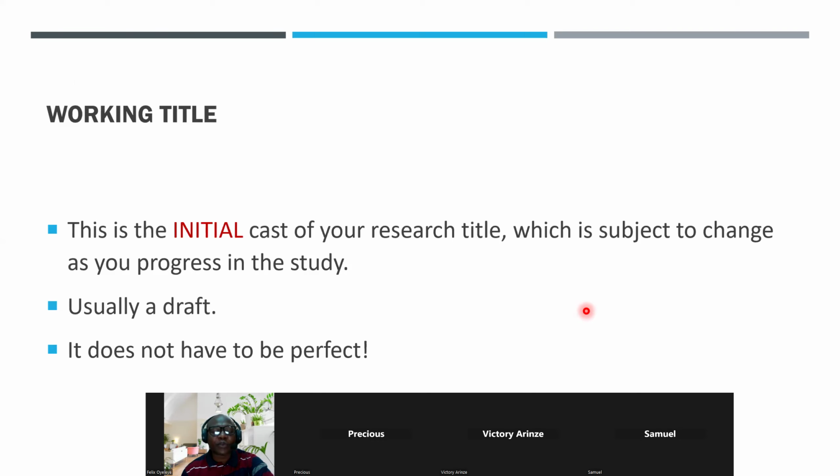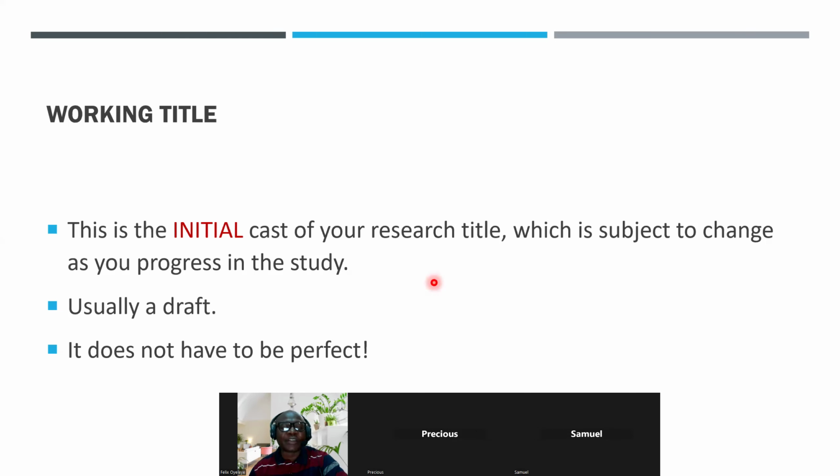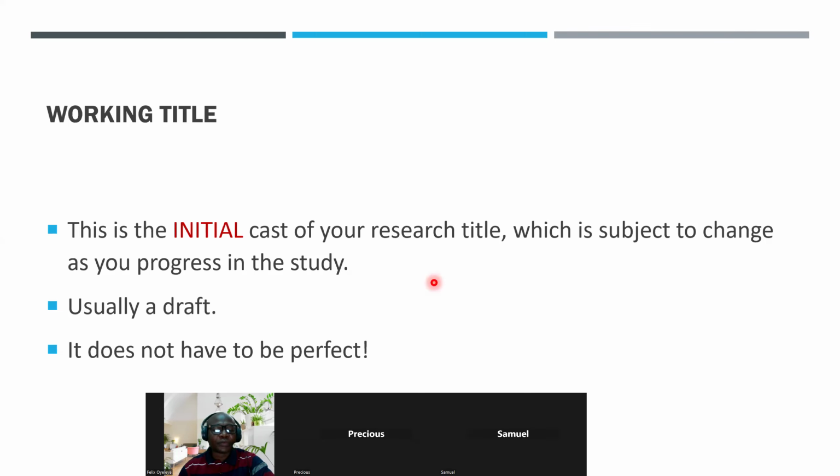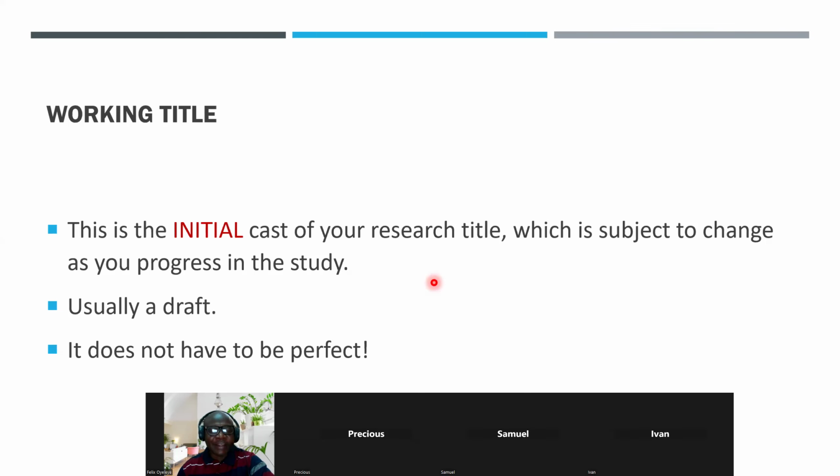It is the initial cast of your research title, which is subject to change as you progress in the study. As you move on in any research, the reality is that you'll be polishing that title, correcting it, putting it in perspective. Because at the beginning of every study, there are a lot of things you may not know yet. But in the course of the study, there will always be the need to paraphrase again, to recast, or to redraft your title.